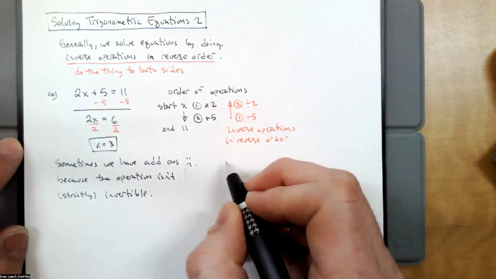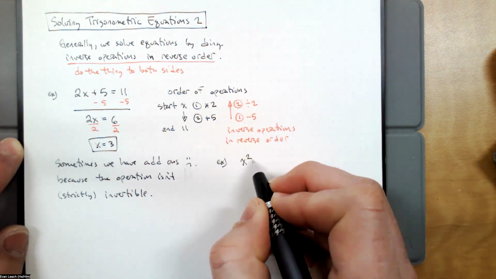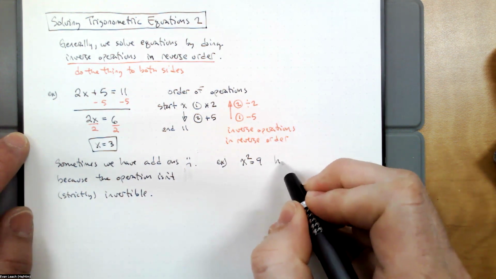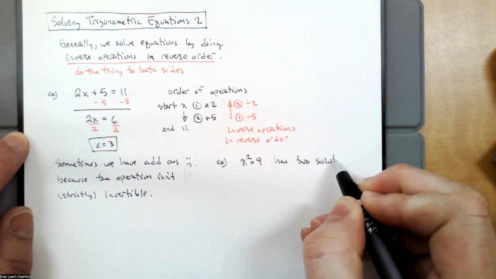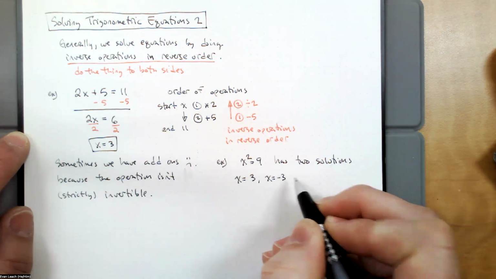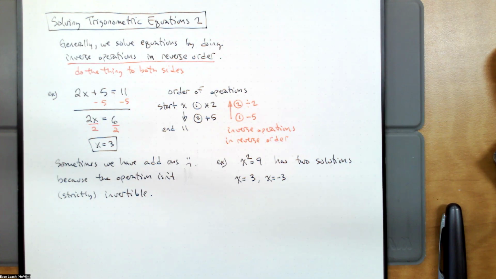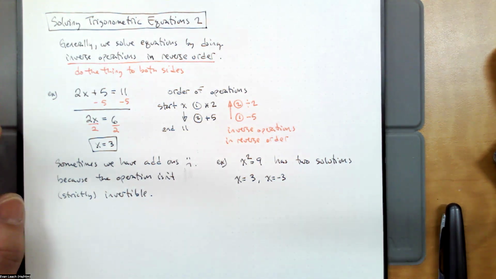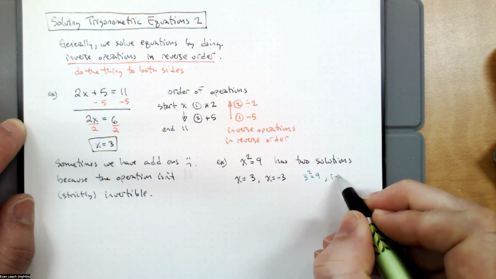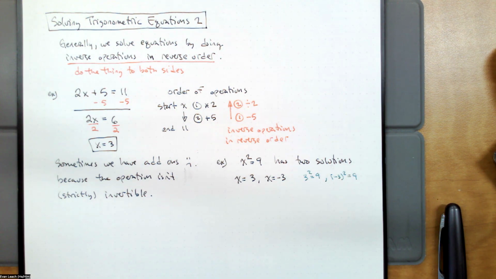An example of this. We know that x squared equals 9 has two solutions, a positive 3 and negative 3. Three squared is 9, negative 3 squared is 9. Remember when we have negative 3 squared, that's different from negative 3 squared. There's just no verbal parentheses.